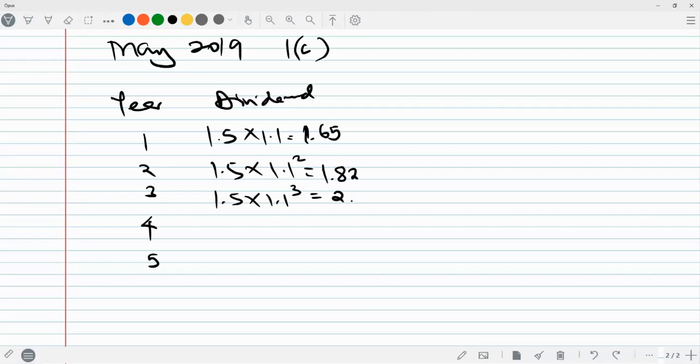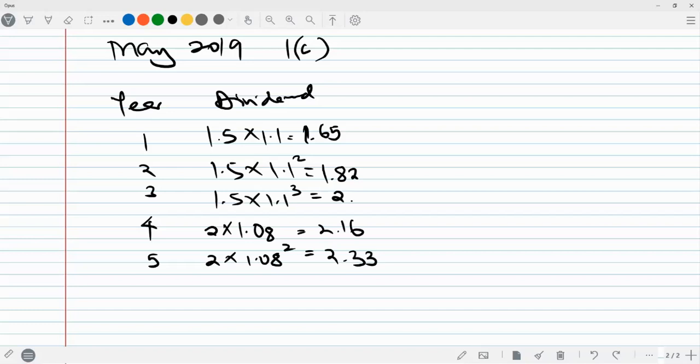It's $2. Therefore, in year 4 and year 5 the growth is 8%, so year 4 will be $2 times 1.08. Year 5 will be $2 times 1.08 squared, which is 2 years later. Therefore, we get 2.16 for year 4, and for year 5 you get $2.333. So 2.33 is the dividend we paid for year 5.